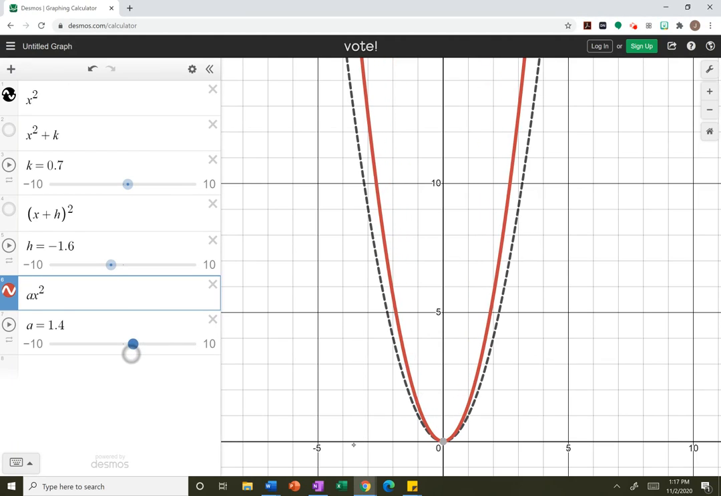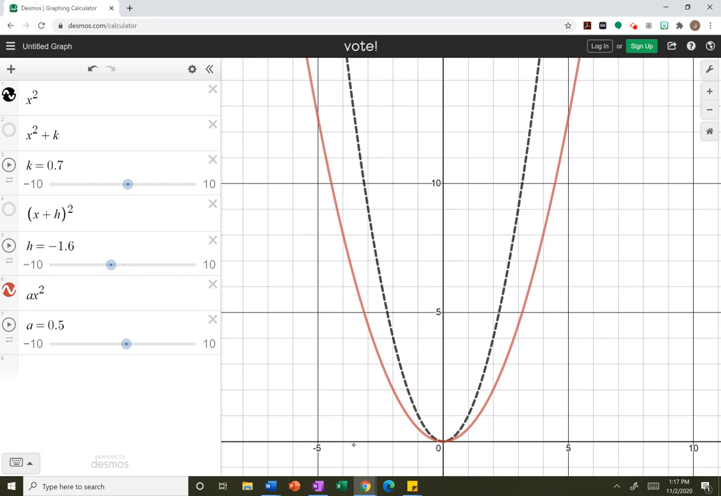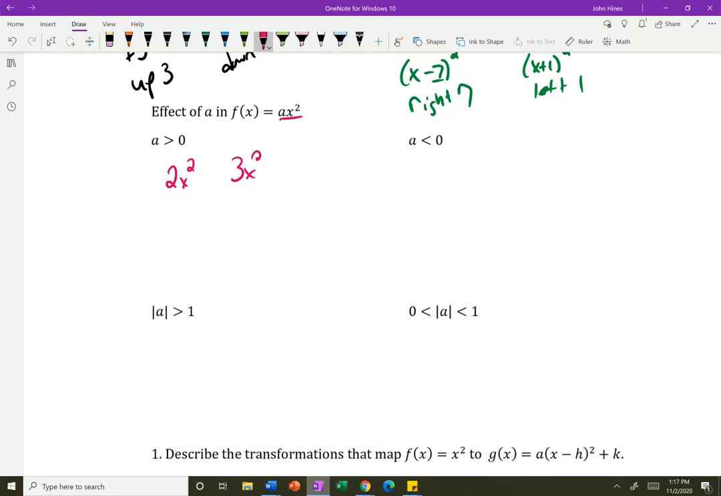But what if it's like 1/2? Well, then I'm just multiplying by 1/2. So the point negative 2, 4 becomes negative 2, 2 because I cut that y value in half. The point 3, 9 goes down to 4.5 because, again, I'm cutting it in half. There's that multiplier, there's that scaling factor that stretches it.